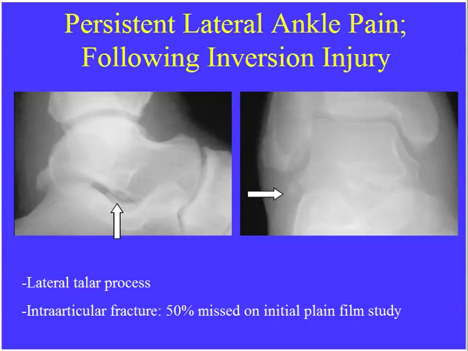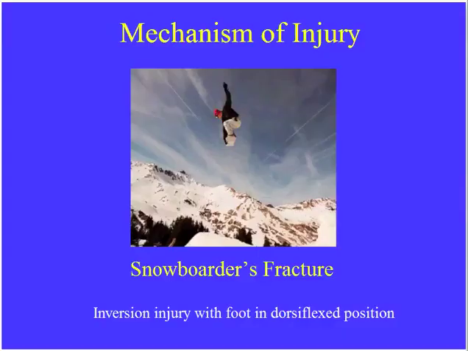It's easiest to pick up on the lateral view by making sure there's no disruption of that lateral triangle. This is the snowboarder's fracture. It occurs as a shearing injury secondary to inversion injury with dorsiflexion of the foot.